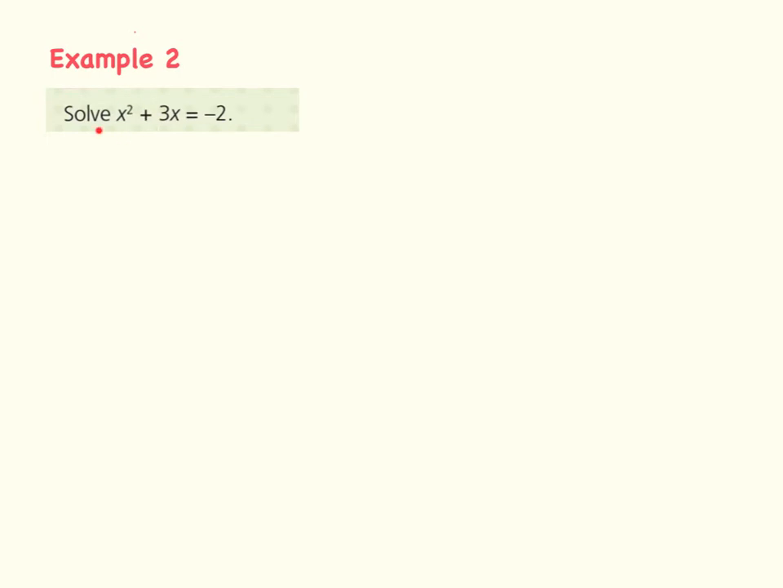Solve x squared plus 3x minus 2. And if you see the x squared, you need to be thinking about a quadratic, unless it's a difference of 2 squares. The best thing you can always do is have this written as a quadratic that equals 0. So that's what I'm going to do first of all.